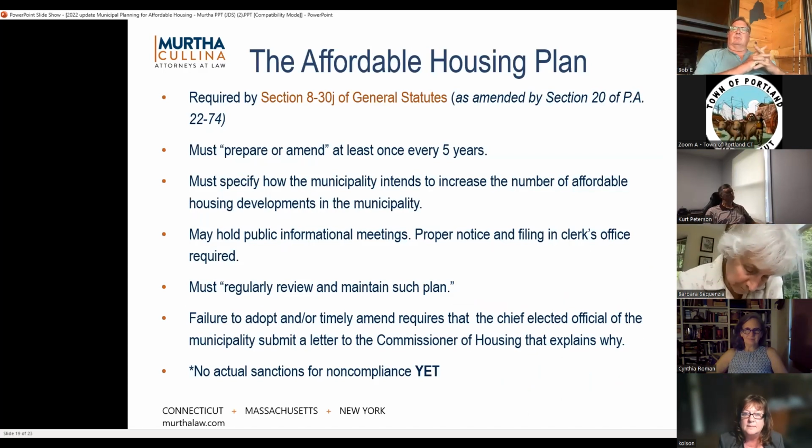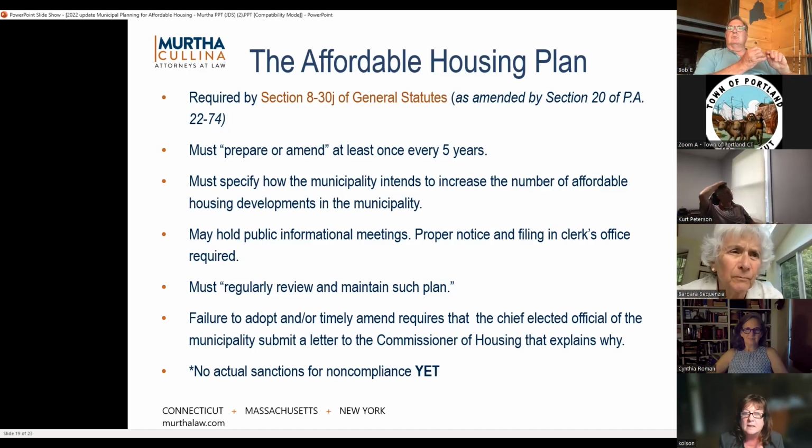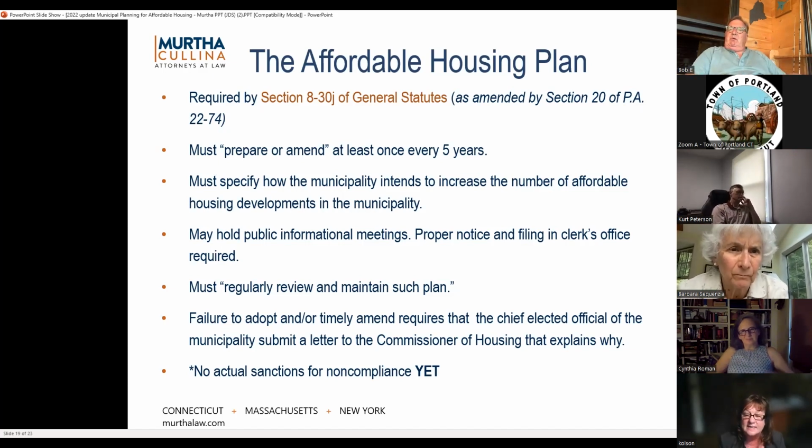So again, as we said, you have to prepare or amend your affordable housing plan once every 5 years. That plan has to show how you intend to increase the number of affordable units. You can hold as many public informational meetings as you like. Obviously, you have to provide proper notice. You have to regularly review and maintain that plan. And again, you have to send a letter to the Commissioner of Housing, if you fail to do so, that explains why. And down the road, there could be punitive damages for that.